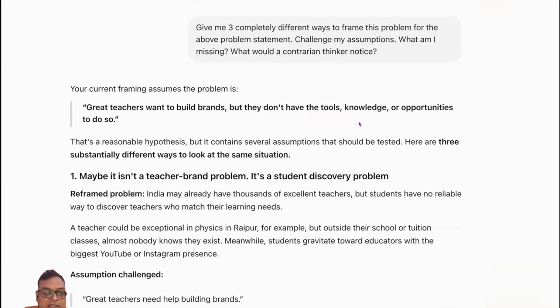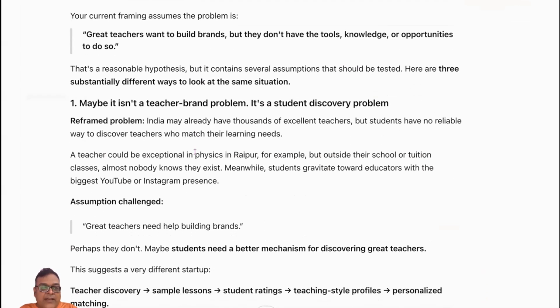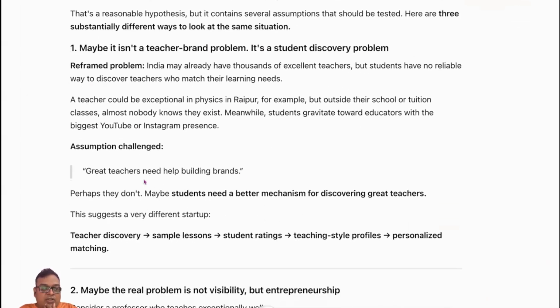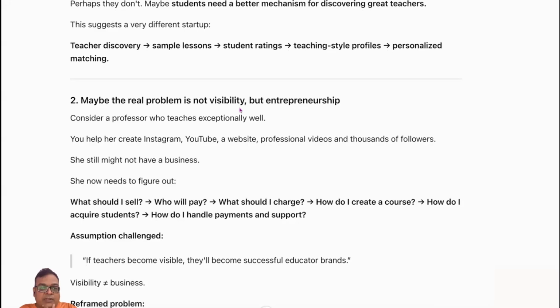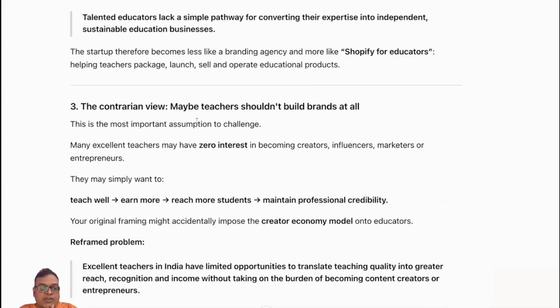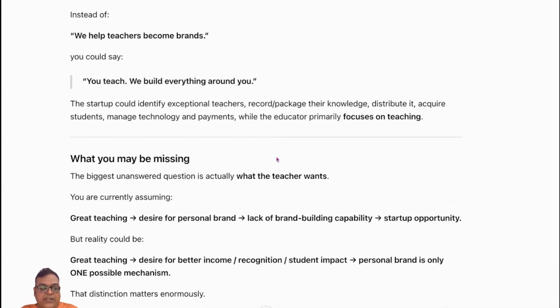So what it's saying is, your current framing, this is ChatGPT, assumes the problem is great teachers want to build brands but they don't have tools, knowledge. So these are some of the assumptions challenged here. Great teachers need help building brands. Maybe the real problem is not visibility but entrepreneurship. The contrarian view. So the reframed problem is, excellent teachers in India have limited opportunities to translate teaching quality into great reach. So you look at the problem itself, where we were saying that there's hardly any platform, but here it says they have limited opportunities, recognition, and income. It's not exactly focusing on a particular platform or something, right?